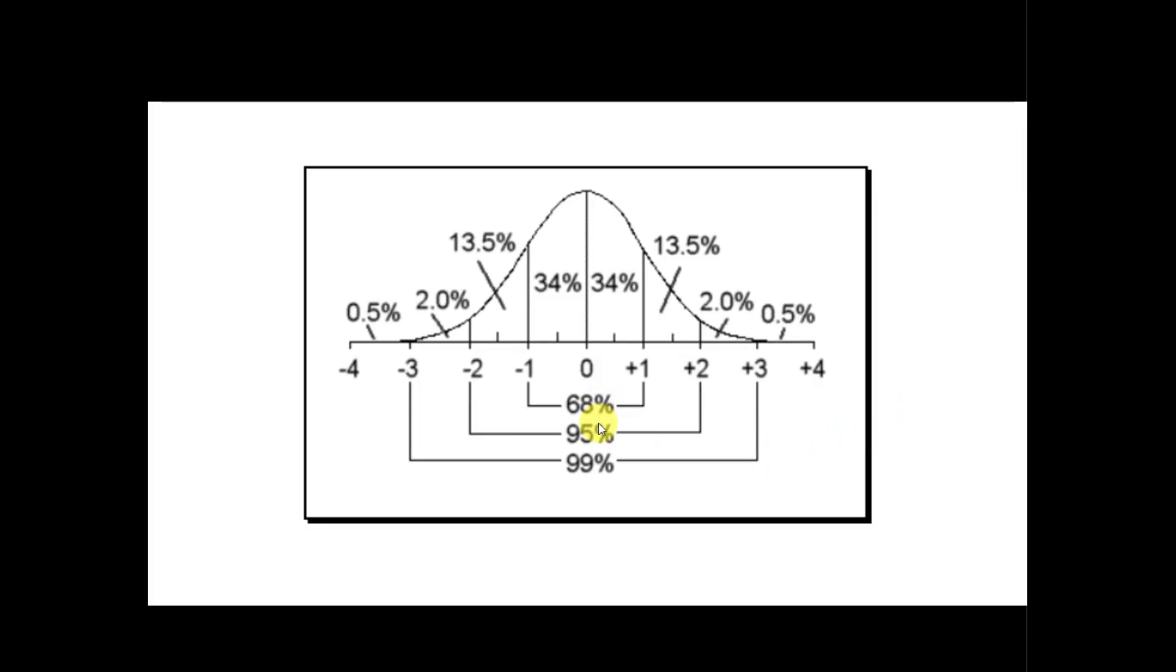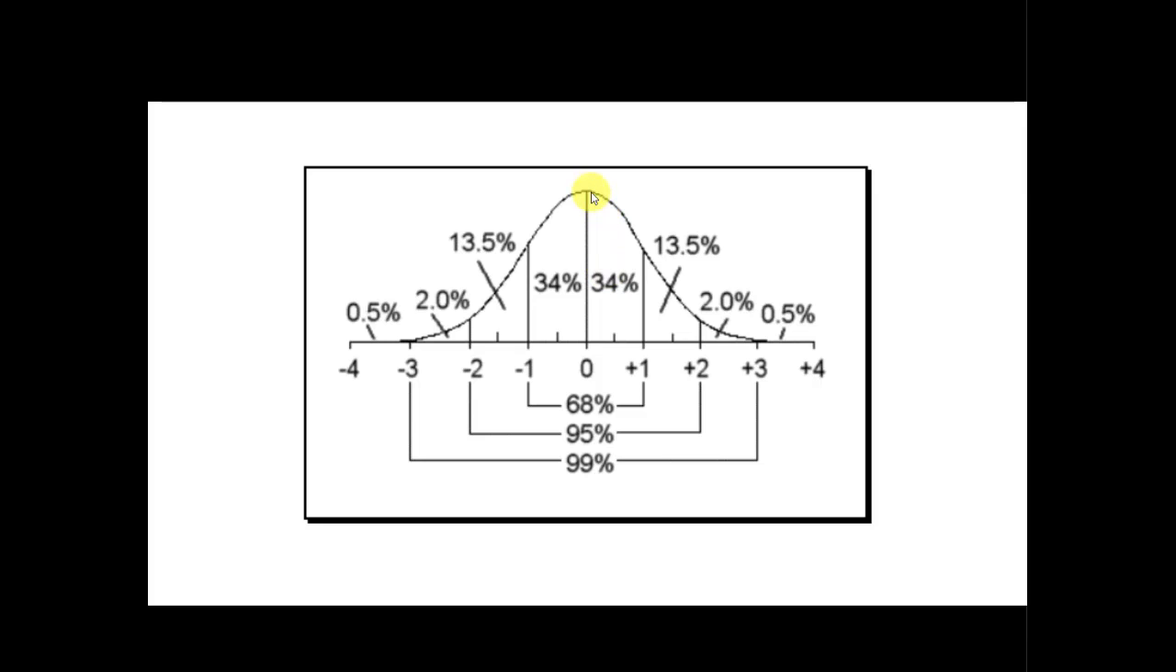Those numbers, 68, 95, 99, come from our normal curve. They come from the empirical rule, which states that if and only if your distribution is approximately normal, then approximately 68% of all your values will exist within one standard deviation before and after the mean. If and only if your distribution is normal, then approximately 95% of all values will exist within 2 standard deviations before and after the mean. And if, and only if, your distribution is normal, then approximately 99% of your values will exist within 3 standard deviations before and after the mean.